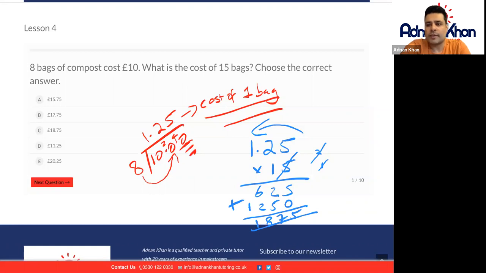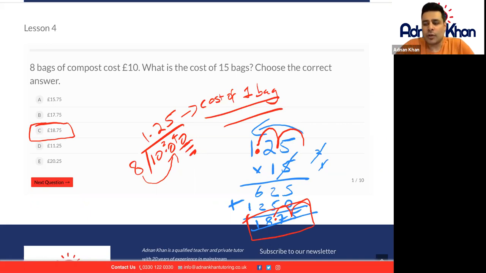Now it's important that we've got a decimal place here. So if you look at the question, we have a decimal place 2 spaces from the right. So start from the right: 1, 2. That's where our decimal point is. So we'll do exactly the same thing with the answer. From right to left, 1 and 2, and stick the decimal point here. And that gives us an answer of £18.75, which will be option C.